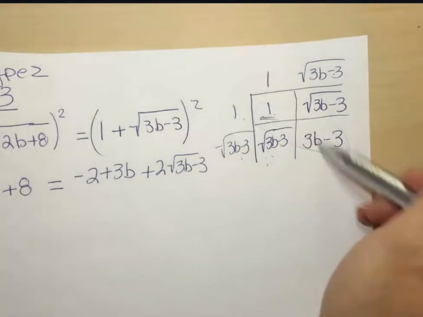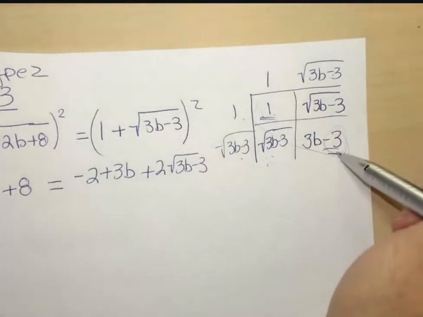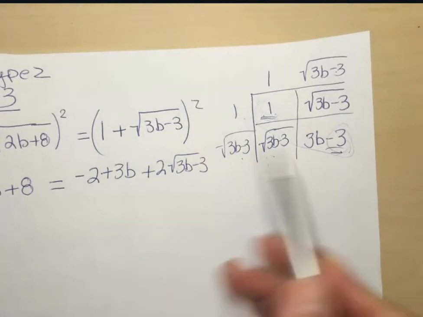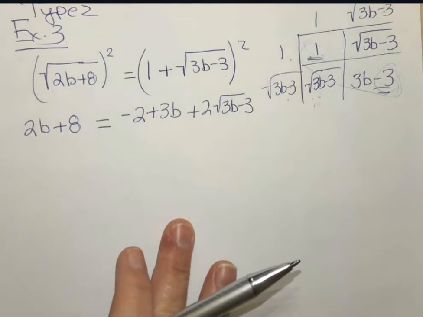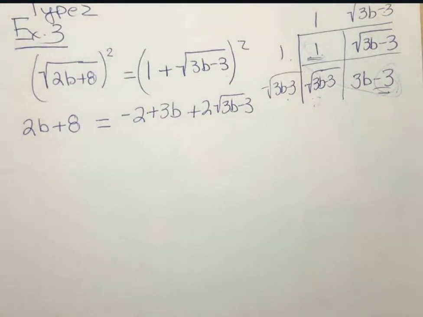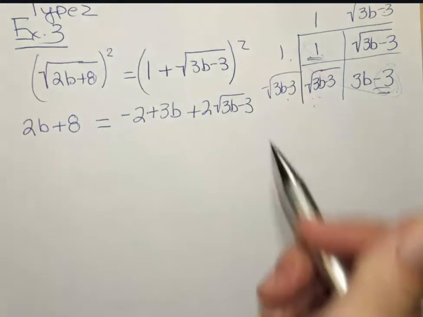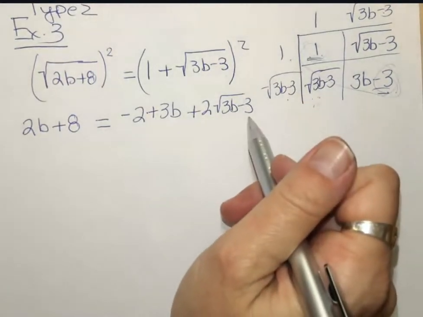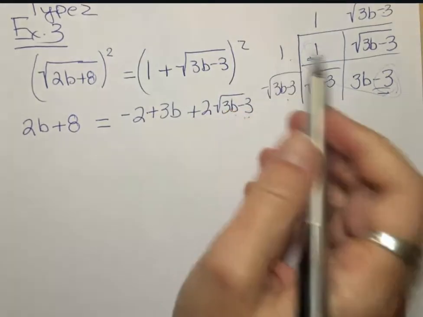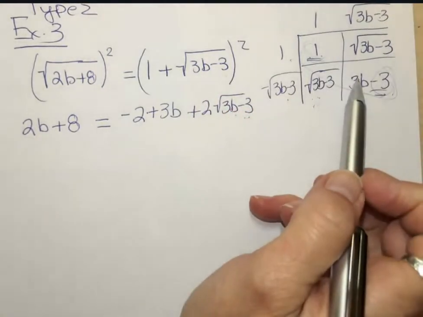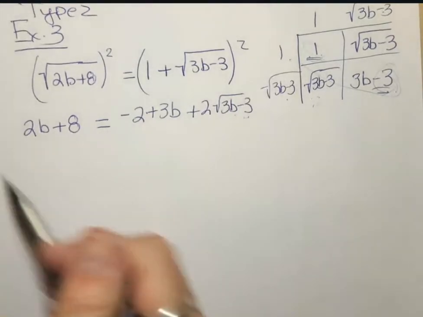And then if I add these together, I get 1 plus negative 3 is negative 2. And then I have my 3b. So step 1 is to square both sides. Now I need to go and move everything over to one side except for that radical, because I'm going to have to square it again. And if I have the radical in with another number, it's going to create another radical. So I need to get everything to the other side.